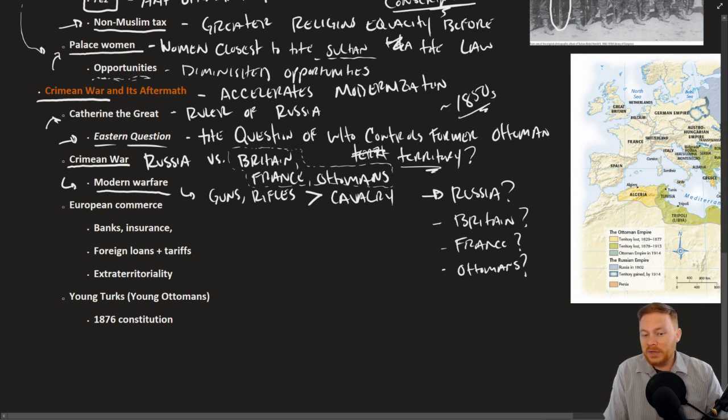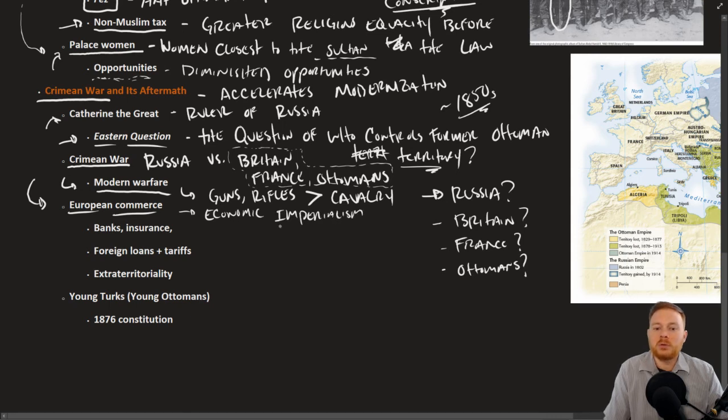Now, in the aftermath of the Crimean War, even though the Ottomans were on the winning side, Britain and France thus had a lot of influence in the Ottoman Empire. So a lot more European commerce, the ability for Europeans to do business in the Ottoman Empire. And this kind of led to a certain economic imperialism.